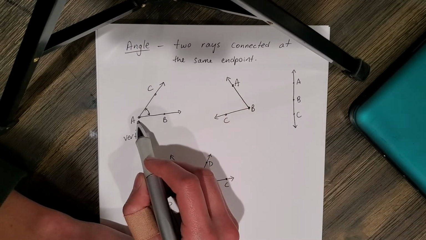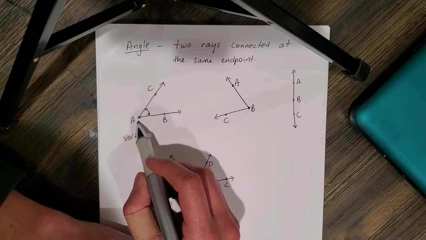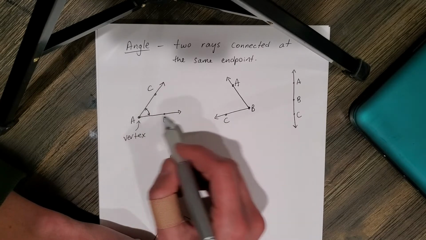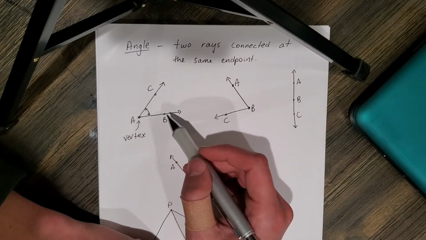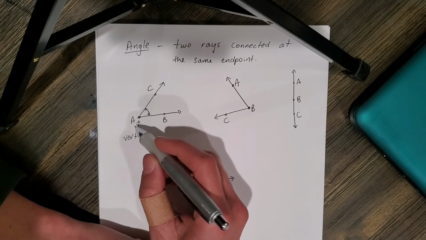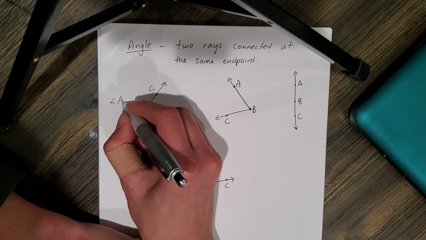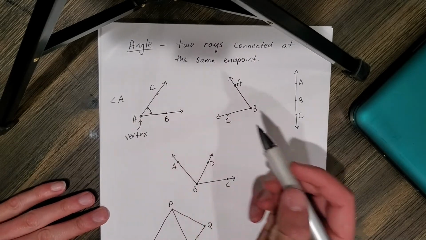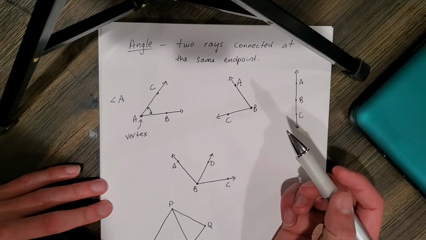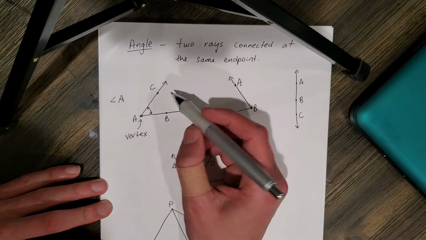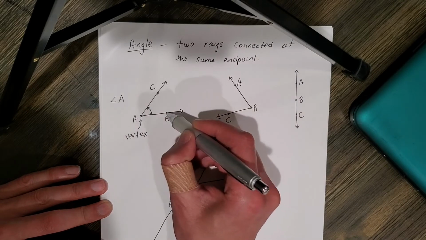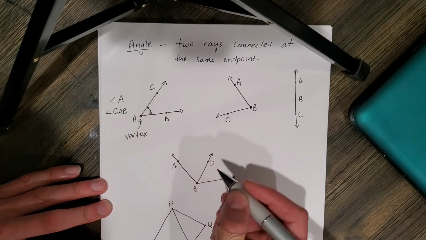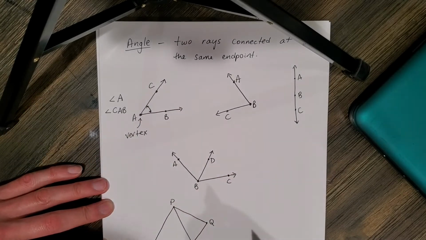Well, when there's only one vertex, okay? When there's only one vertex that is being used here, or one endpoint being used to form 2 rays, then we can just name it by the vertex. So this would be called angle A. Notice the symbol I use here. It's a little angle symbol here, okay? Now, I could also name it by going around the angle. So I could start out here on the top of the ray. I could go C, A, B. So I could name it like this. Angle CAB.